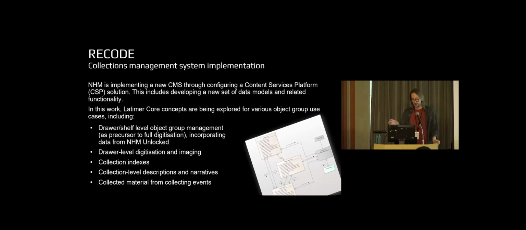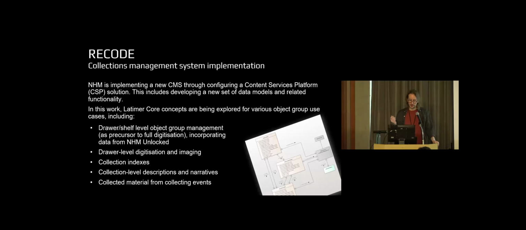So again, I think there was quite a lot of coverage on this yesterday, so I won't go into too much detail. So we're developing a new collection management system, and we're intending on implementing Latimer Core in this for various object group use cases. So for a few years, we've been experimenting with drawer level digitization, but we don't really have good representation in the CMS for that kind of data. But with Latimer Core, we can digitize a drawer, which is a lot quicker than digitizing individual pinned insects, and capture some high level information about that in a good structured way.